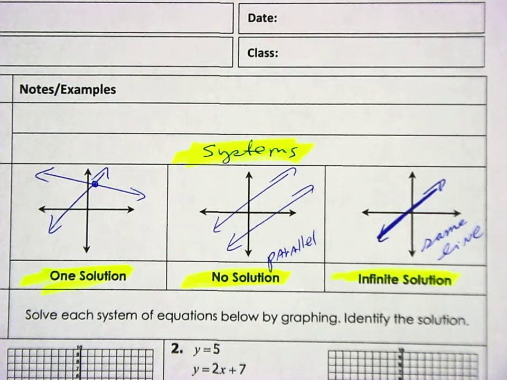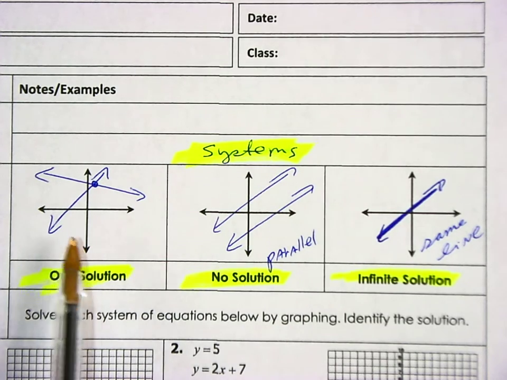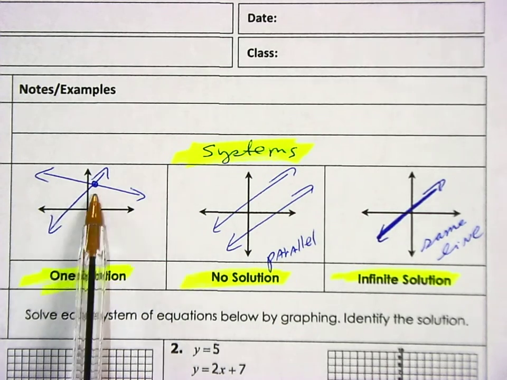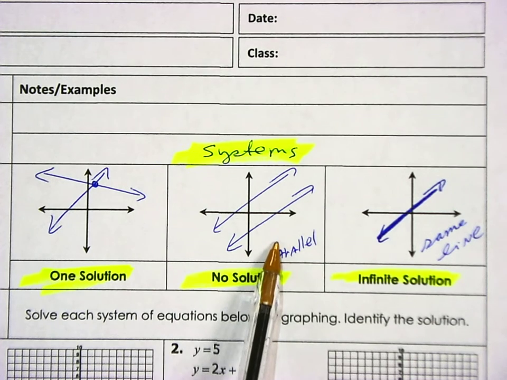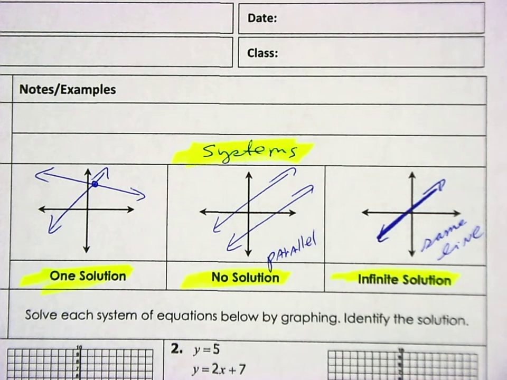Okay, there's only three scenarios in the systems. If your lines do intersect, then that intersection's at one point, and you have one solution. Even though it's an x and a y, it's one solution. Your lines could be parallel, okay, they never touch, and there's no solution.